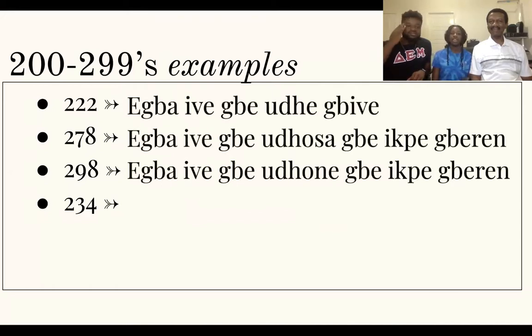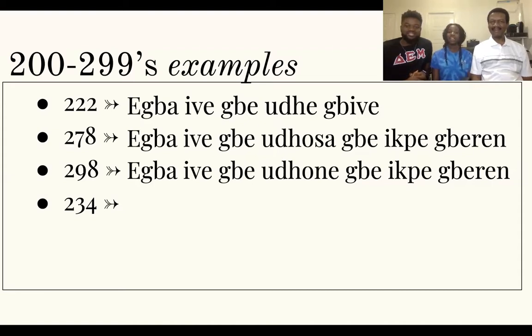222 is Egba Ive Be Ive Bive. 278 is Egba Ive Be Idosa Be Ibe Baron. 298 is Egba Ive Be Udone Be Ibe Baron. And 234, we're going to let you try and figure that one out. Go ahead and pause the video right now and get back to us after you have a guess.